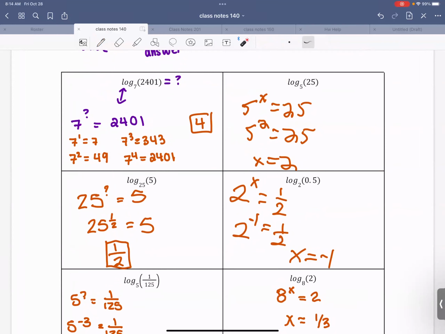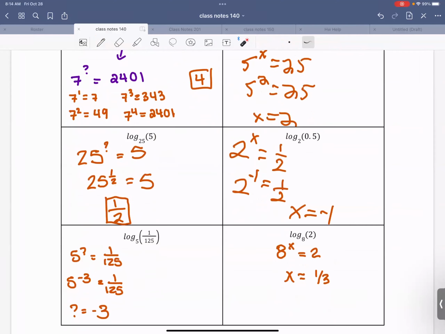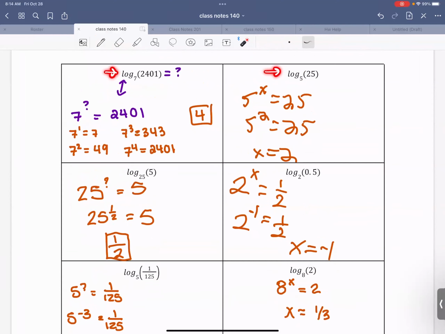regardless, we started off with a log base 5 of 25, right? So this one's very similar to what I did here. Will, you wrote this one up, right? Do you want to take us through your steps?